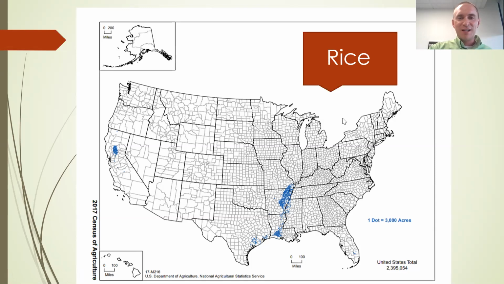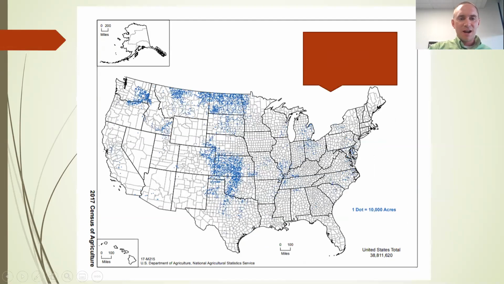All right, so good guesses there. That's rice. All right, how about this one right here? Those dots again represent 10,000 acres. What do you think those dots represent? What crop is being grown there? All right, we got some all-stars here. Yeah, that crop is wheat. This is called the breadbasket of the United States because so much wheat is grown there.